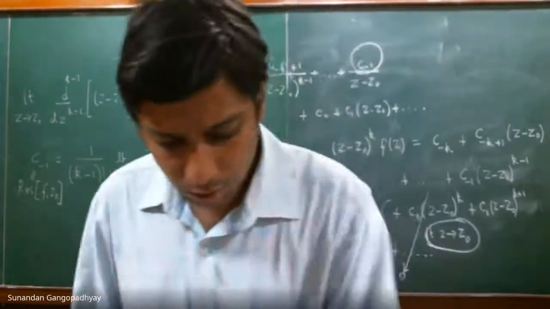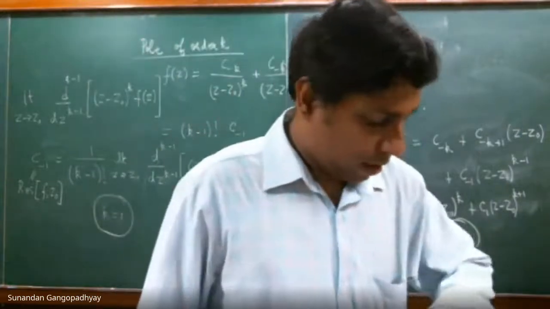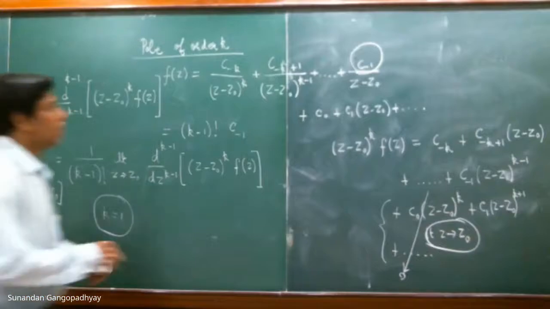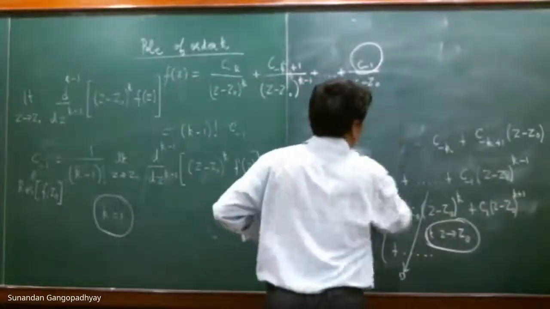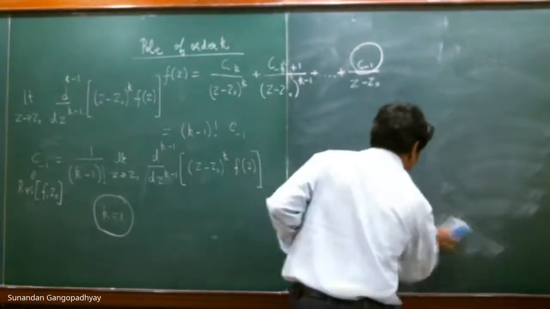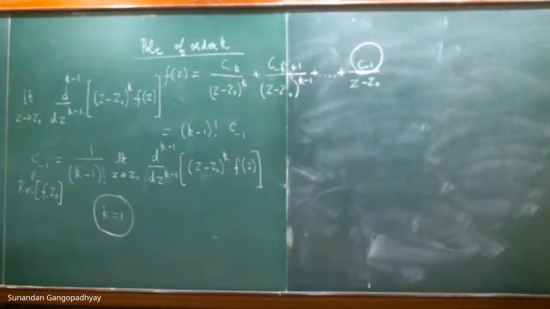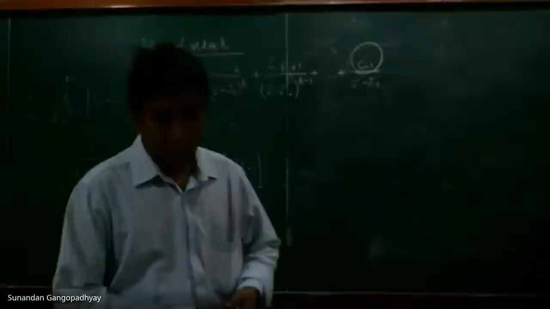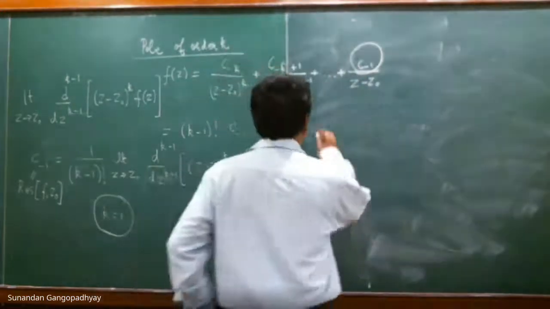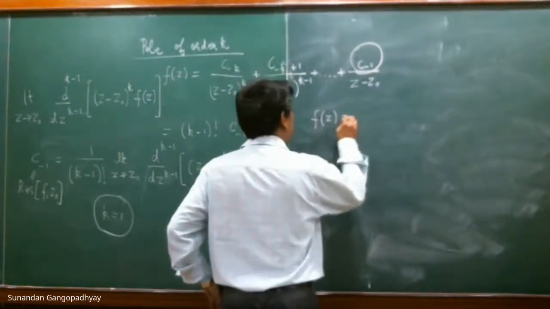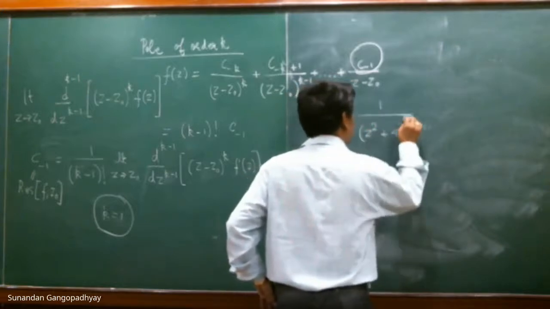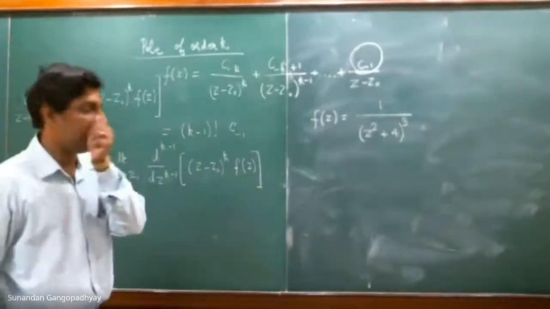Let us now do an example and see what we get from this theory that we have developed so far today, the theory of calculating residues of a function. So let us take this function f of z is equal to 1 by (z square plus 4) whole cube. Let us take this function.